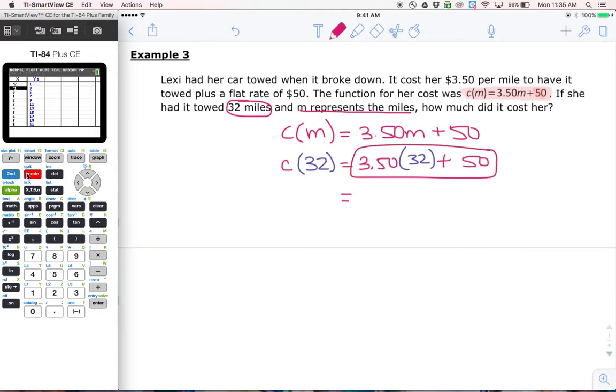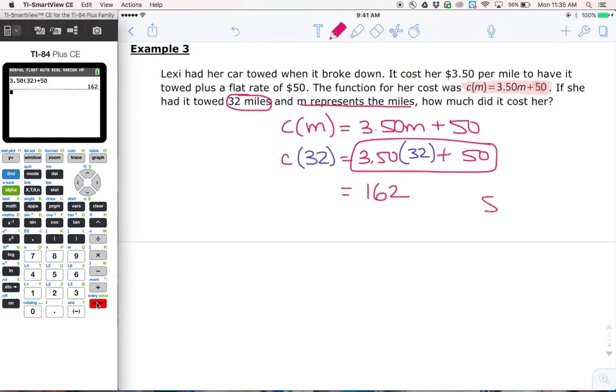So second quit gets me back to my main screen. I'm going to do 3.50 times, parentheses, 32, plus 50. And this gives me an answer of 162. My answer to this problem is $162.